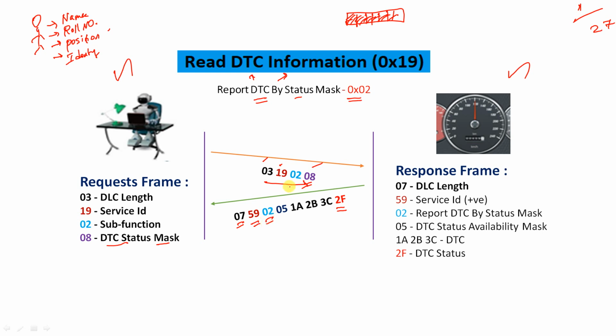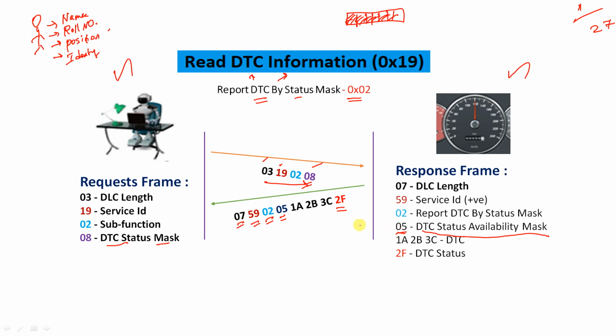02 is again the subfunction we used. Then 05 is equivalent to this DTC status mask. That means here 05 gives the DTC status availability mask. So this is the status mask and this is the DTC status availability mask. Here the ECU is acknowledging, saying: boss, yes, for your DTC status mask I am giving the DTC status availability mask, that is 05.